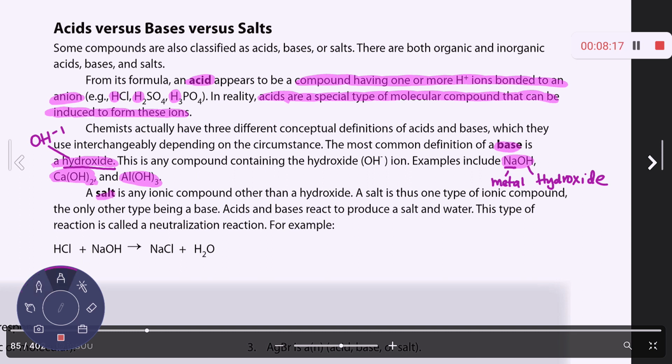And then lastly, we have salts. Salts are also ionic compounds, but they cannot have a hydroxide in them, okay?